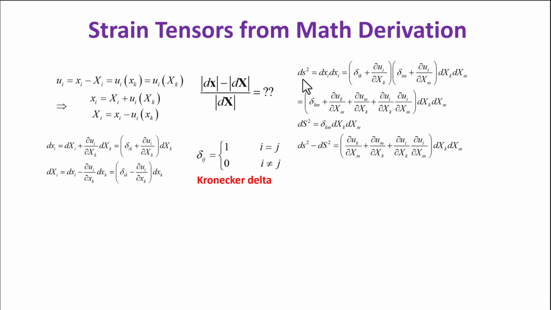So the quadratic line length of dx can be expressed this way. This is again just the plug-in of this relationship here. So expanding this relationship gives us this relationship. The quadratic length of the initial segment is this. So the change in quadratic length is this. So this relationship should capture the strain information.